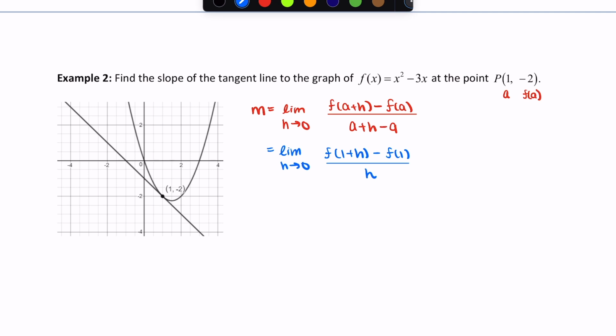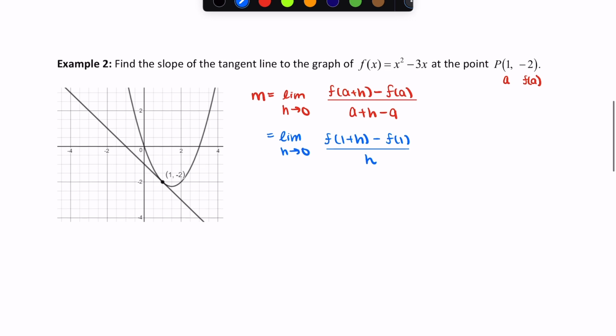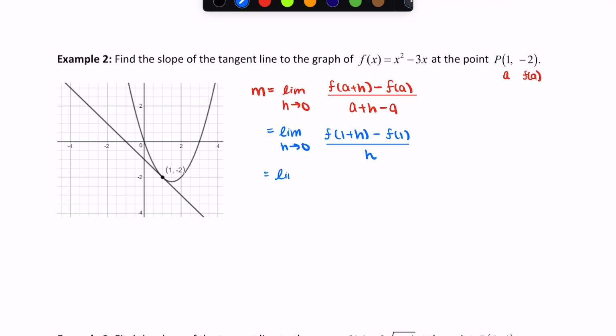And so here we see that if we have the function of 1 + h, we can rewrite it as the limit as h approaches 0, 1 + h. So we're subbing that into our x value. So we have (1 + h)² − 3(1 + h) minus negative 2. And we get that negative 2 from f(a). And all of that is over h.